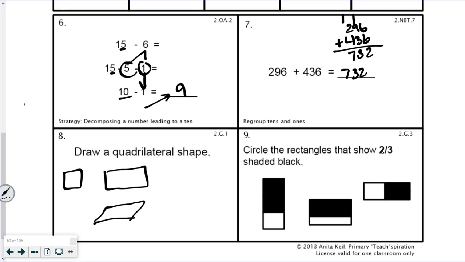Circle the rectangles that show 2/3 shaded black. So that's going to be this guy, right? Because we could cut it into 3 parts. 1, 2, 3, and 2 of the 3 are shaded. And also this guy, same thing, we could cut it into 3 parts, and 2 of the 3 are shaded. And we are all done with our morning work.